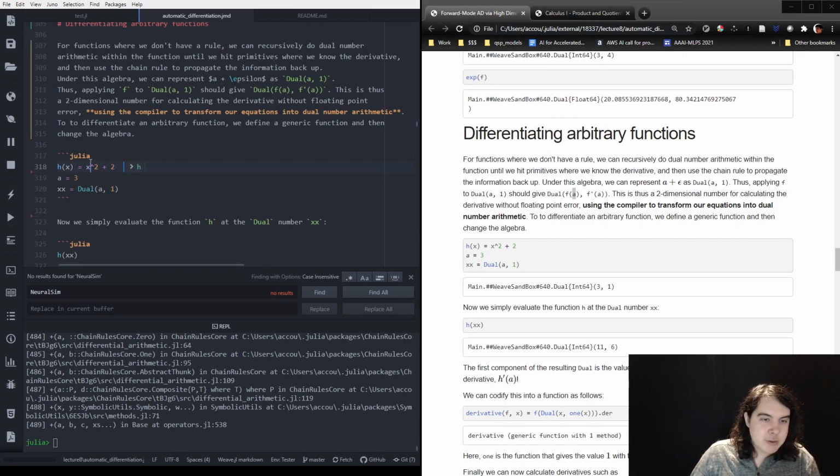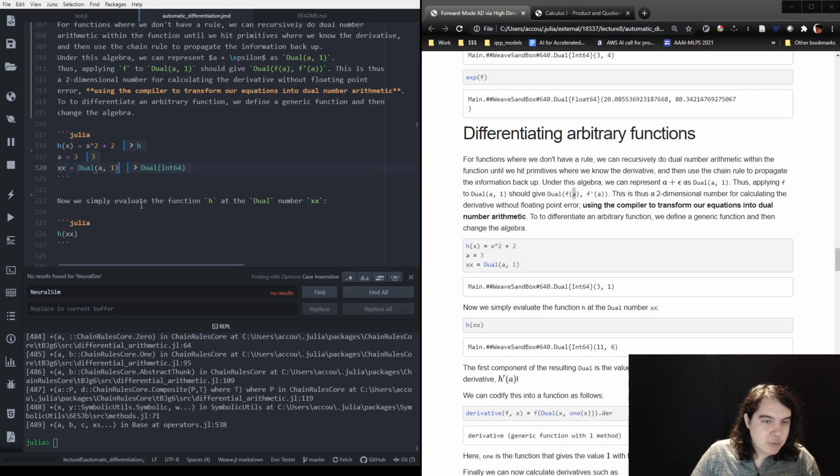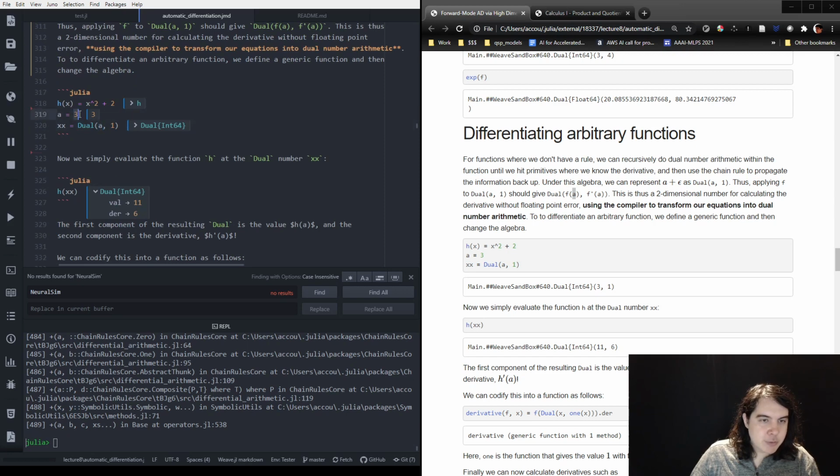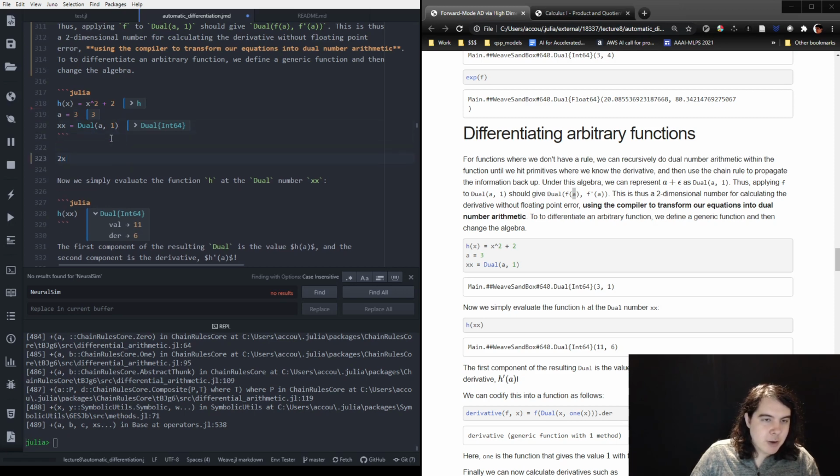So how does it do squaring here, right? It does squaring by turning this into x times x and doing the product rule, and then adding 2 plus epsilon 0, right? So it knows how to do this. And so if we let xx be the dual of a, 1, then when we calculate h on xx, this should be an output that is the solution of h of a, and then the second portion should be h prime of a. So let's look at this, right? So a equals 3, and so 3 squared plus 2 is 9 plus 2, which is equal to 11. Now what's the derivative going to be? Well, the derivative is just 2x, where x equals a, and so the derivative portion is 6.